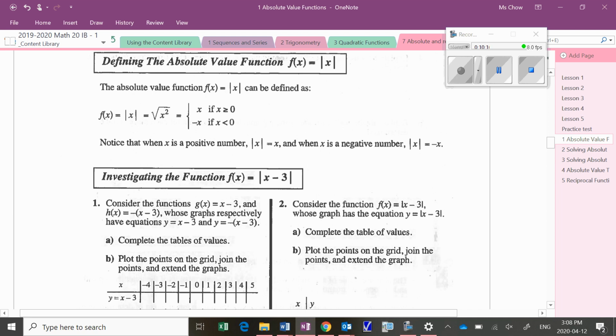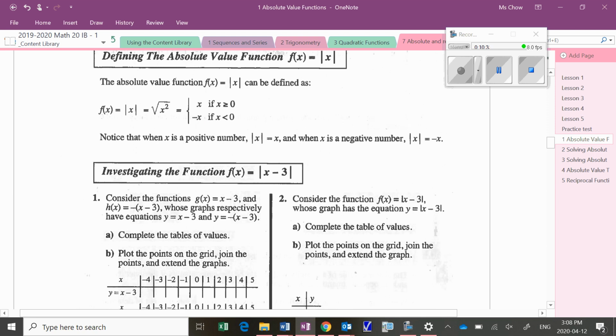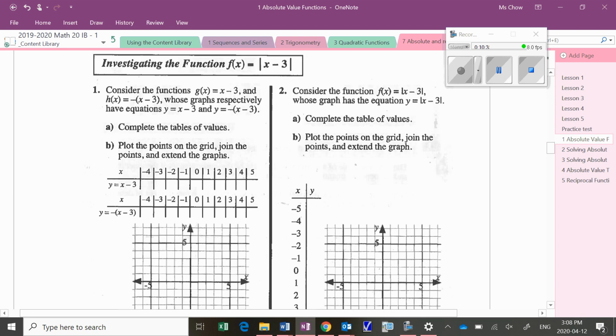And this is a little bit confusing, but it's still worth going through. So f of x is equal to the absolute value of x, and remembering that it is the principal square root of the square of that function. And then it equals x when x is greater than or equal to 0, negative x if x is less than 0.